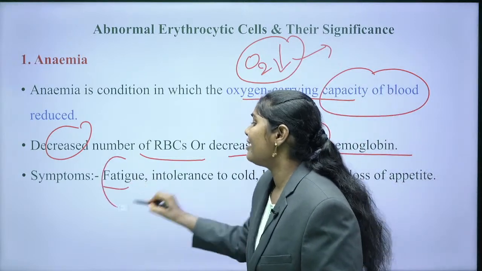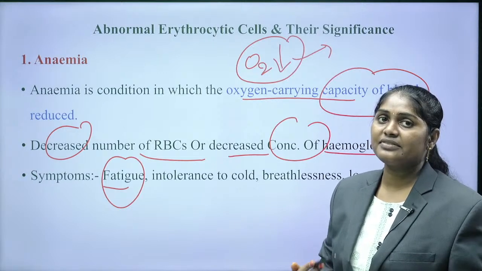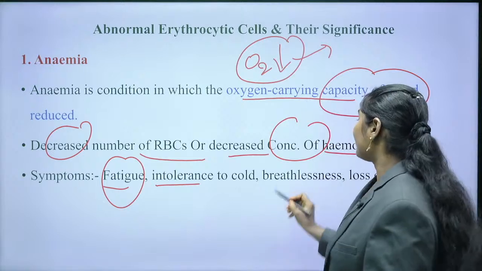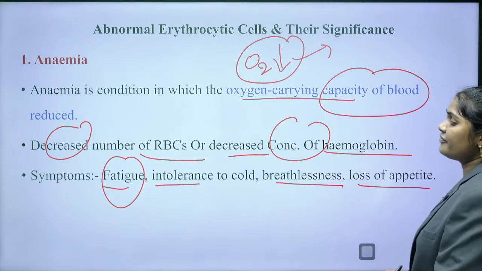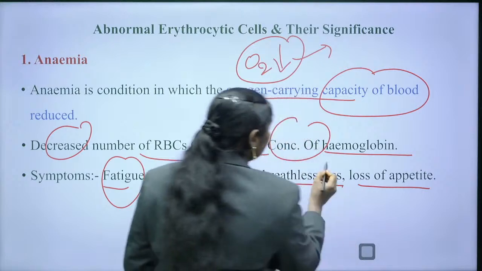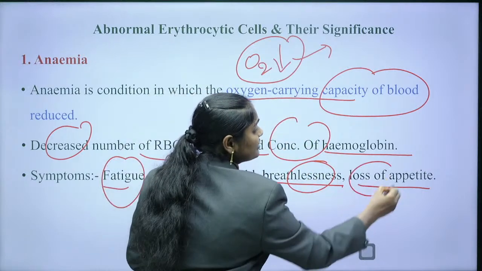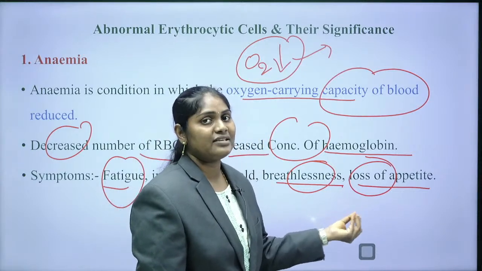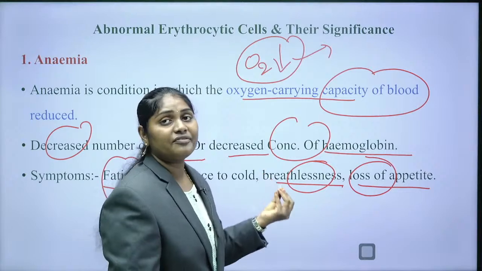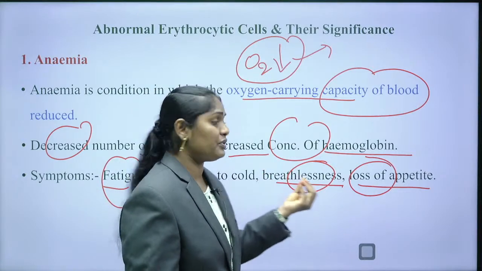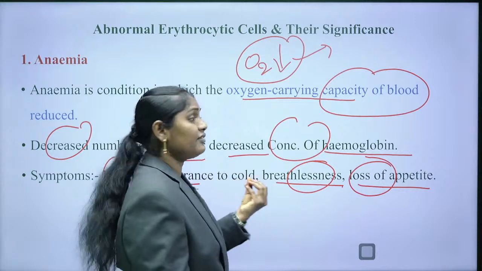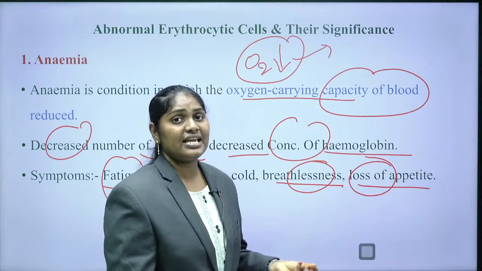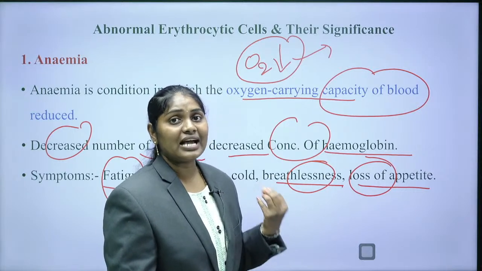Coming to symptoms: fatigue, meaning tiredness. The person will be so tired, with intolerance to cold, breathlessness and loss of appetite. He will have some breathing problem, he can't eat properly, so loss of appetite, and difficulty in breathing as well. All these symptoms can be seen when the person has anemia.